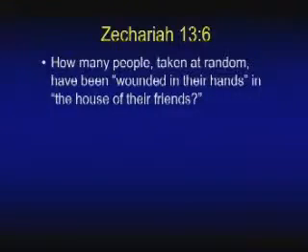Well, nevertheless, getting back to Zechariah 13:6, how many people, taken at random, have been wounded in their hands in the house of their friends in whatever context? And I see less than 1 in 1,000. I think I'm being generous. Let's take another one here.